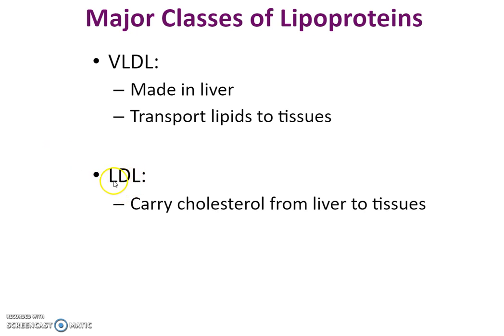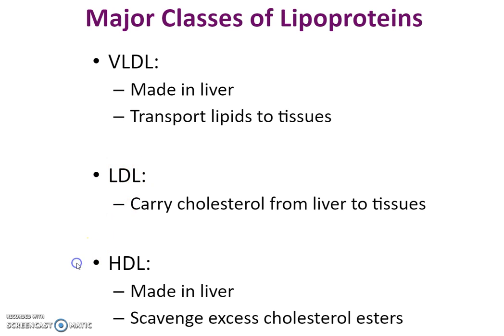The LDLs are the low density lipoproteins. They carry cholesterol from the liver to tissues as well. This is the bad cholesterol, though. This is the cholesterol that gets lodged in your arteries. HDL is the high density lipoprotein. This is the good cholesterol. This number you want to be high, this number you want to be low. So they're also made in the liver. They scavenge excess cholesterol esters, so the higher this number is, it can actually help to lower this number. This number gets high by diet and exercise. This number gets high by a bad diet and a lack of exercise.